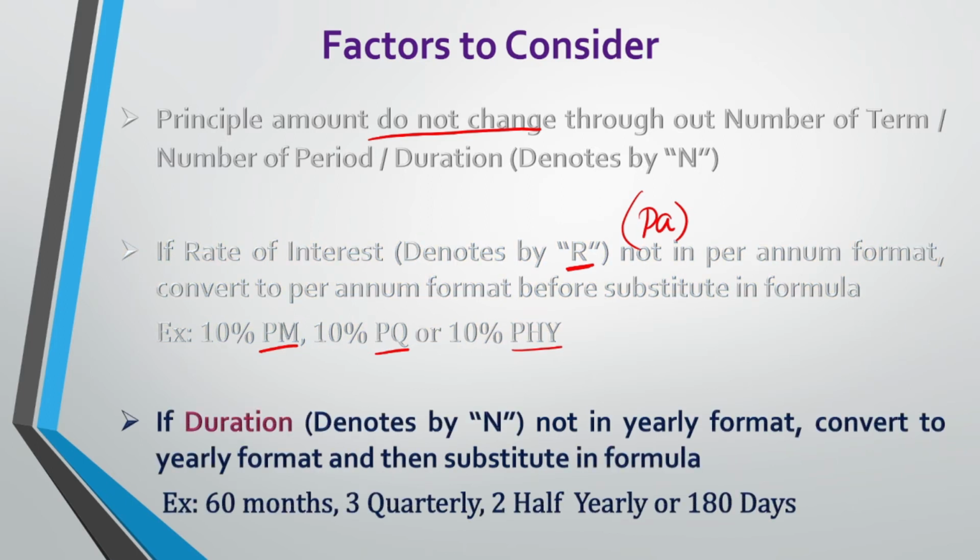The same case applies for duration too. The duration is usually denoted by capital N. So if the duration is not in the yearly format, then again our first step is we have to convert it into the yearly format and then substitute it in our formula. For example, it can be given in months or quarterly, half yearly, or even in days.